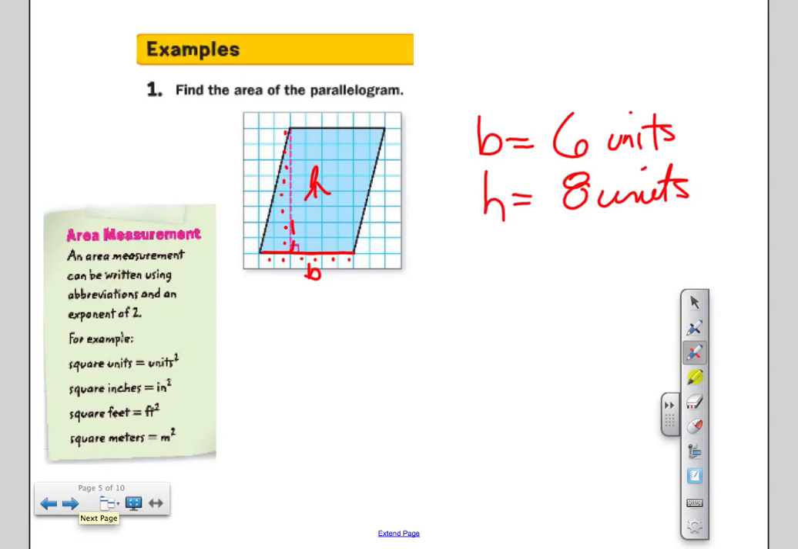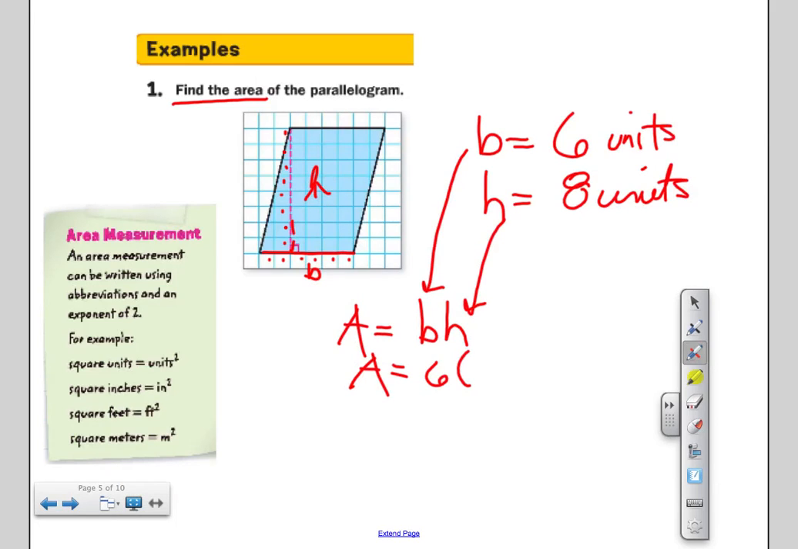If we have to find the area, we're going to use our formula. A equals the base times the height. So I'm going to substitute in that number for B and that number for H. A equals 6 times 8. So A equals 48 square units. Because not only have we multiplied the 6 and the 8, we've multiplied the unit and the unit. So now we have square units.